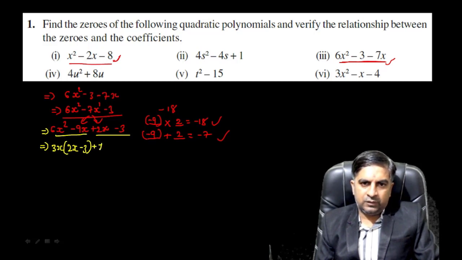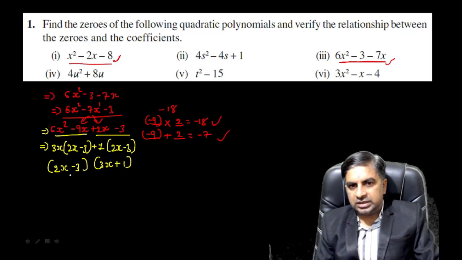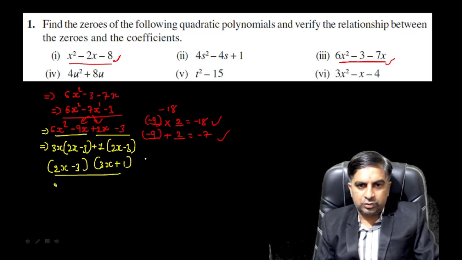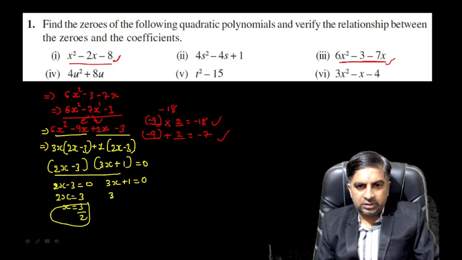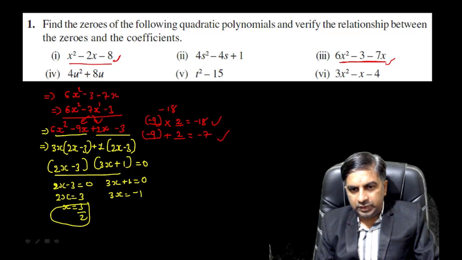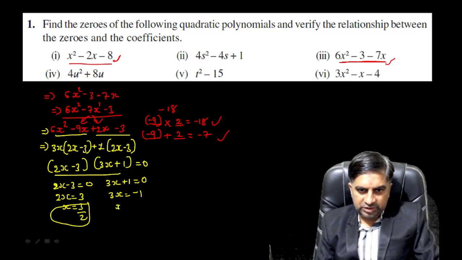So directly common 1. So 2x minus 3 is common, and the remaining terms are 3x plus 1. So these are the factors, and now we are going to find the zeros. You can take 2x minus 3 equals 0, 3x plus 1 equals 0. So 2x is equal to 3, x is equal to 3 by 2. And here 3x is equal to minus 1. Why? On the other side the sign will change, and now it is in multiplication, so 3 will come in division.